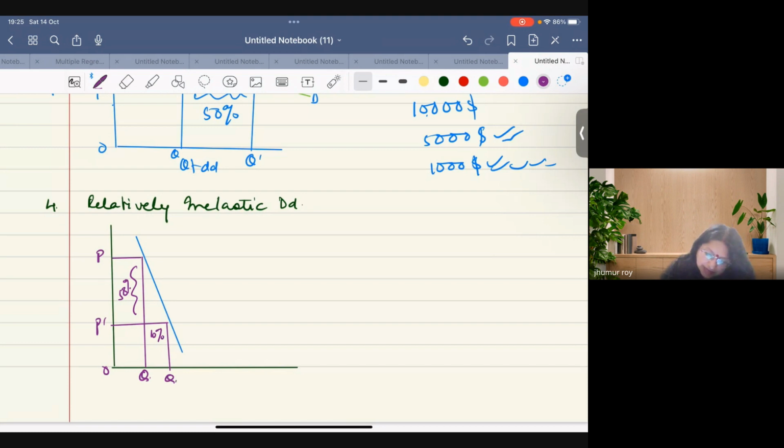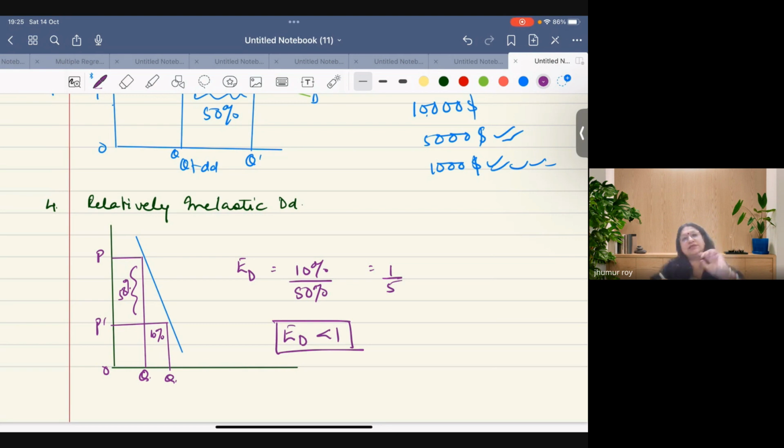So here you are saying elasticity of demand is 10% divided by 50%. So this is equal to 1 by 5. So elasticity of demand is less than 1. So in this case, the elasticity of demand is considered as less than 1. Now, what is the example for this? We say essential commodities.